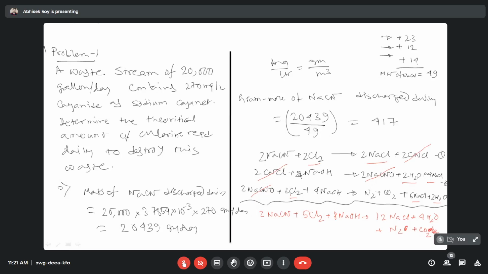So we understand that for 2 mole of NaCN, 5 mole of Cl2 is required. So for 1 mole, how much is required? For 1 mole, 2.5 mole is required. Now how much gram mole of NaCN is discharged? 417. So how much mole of chlorine is required? So daily chlorine requirement will be 417 into 2.5. Is that clear? এটা কি বোঝা যাচ্ছে?